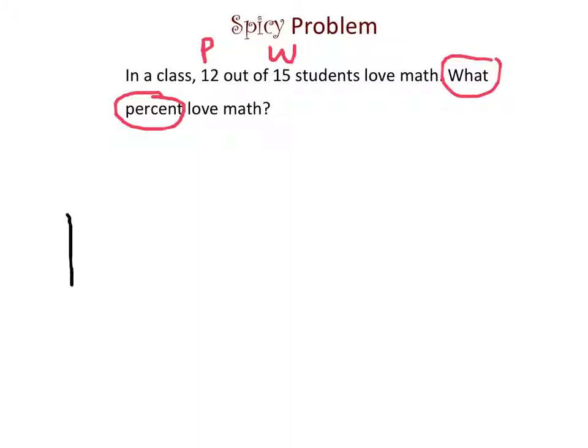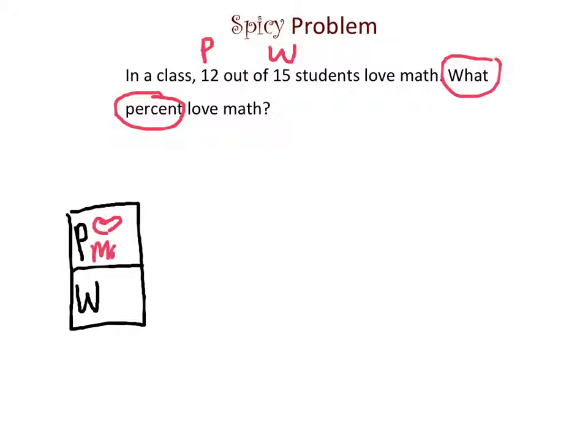Now, let's set up a ratio table. And as always with percents, we're talking about a part and a whole. And just to make it a little more clear, I know that the part is the students who love math, so I'm going to put a heart and math. And the whole is the total, so I'm going to write total there. And like before, in the basic problem, we already know the ratio 12 to 15, because the part is 12, and the whole is 15.